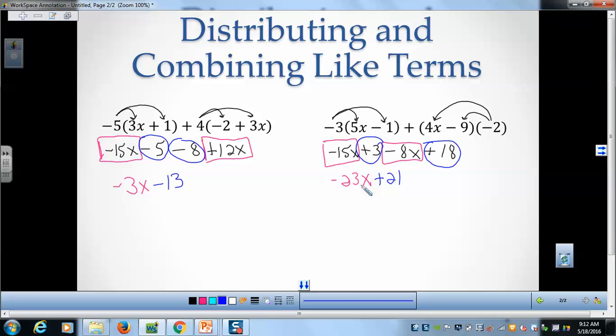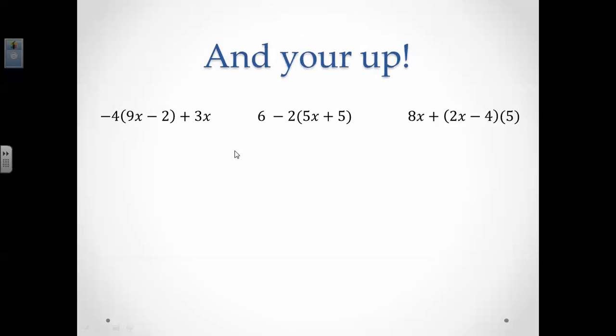So you can see it's really a lot of the same skill set that we've been talking about, just combining those multiple skills. So now I'm going to give you 3 to work on your own. Go ahead and pause the video, distribute, combine like terms, and we'll see how you do.